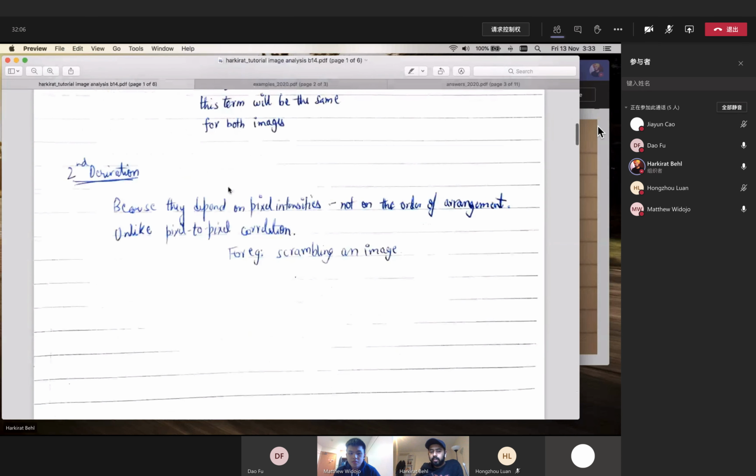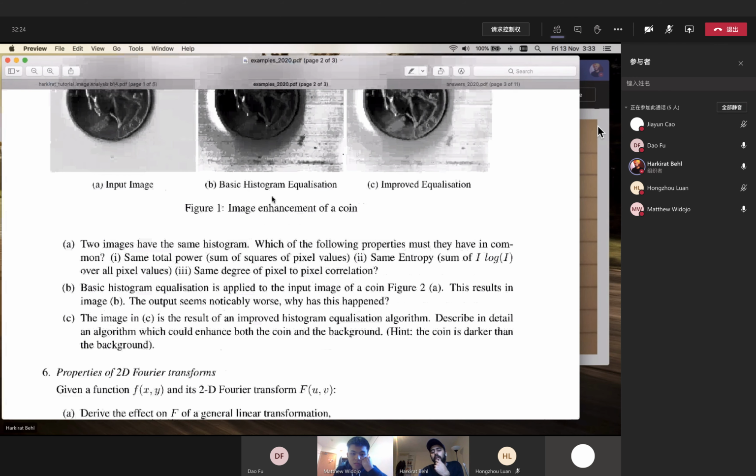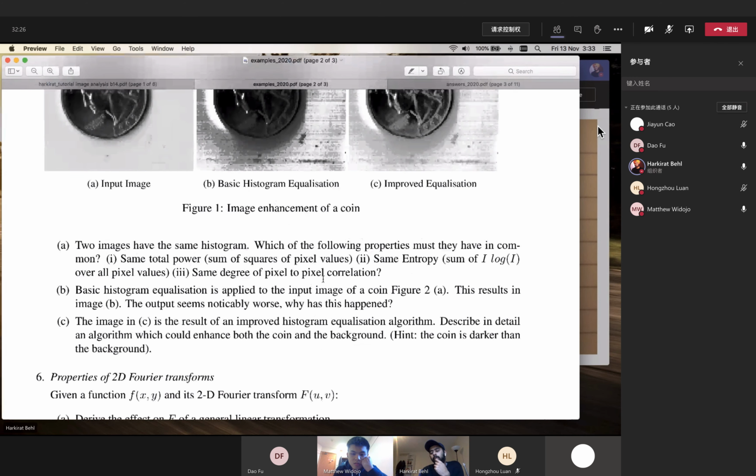So the shorter one is that the first two things depend on pixel intensities and not on the order of arrangement. Let's say that you have one image. What you did to that image is that you jumbled it up. You took the parts of the image and put them at different places. As soon as you do that, the pixel to pixel correlation won't remain the same, because the part that was here in the second image has gone to that part.